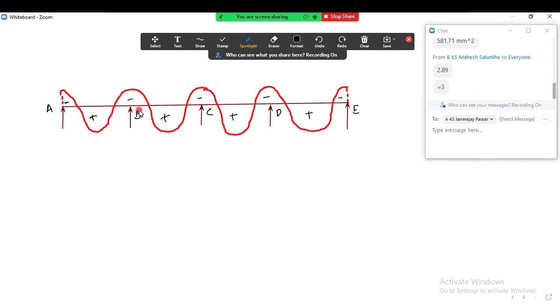Next, span BC and span CD, these two are the intermediate spans or interior spans. At the midspan of BC and CD, the positive moment is there. And at the support C, that is the interior support, negative bending moment is there. So this is the bending moment profile for this beam.